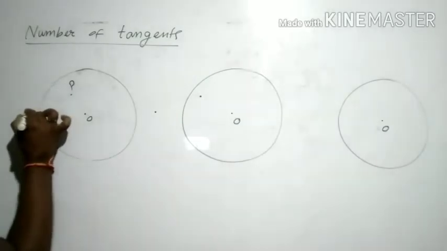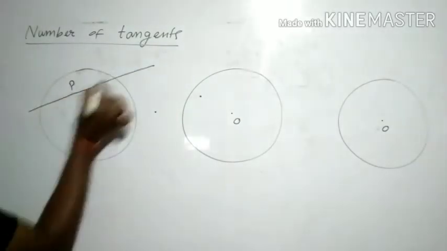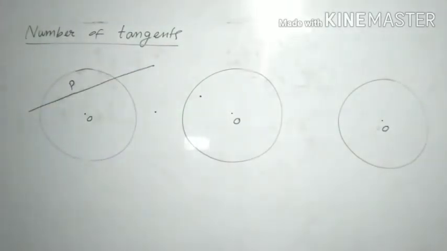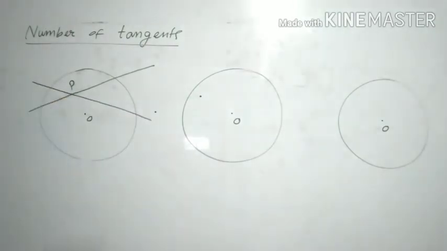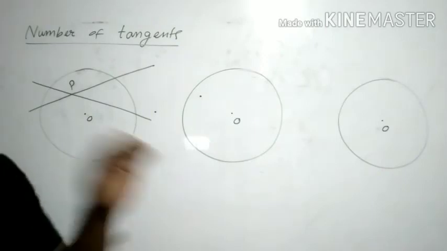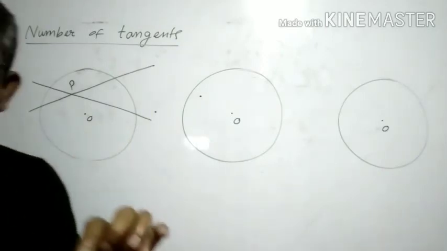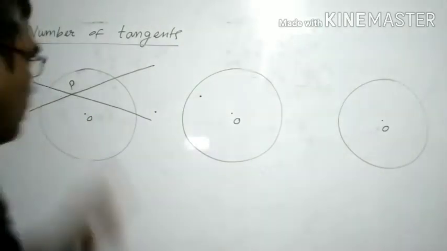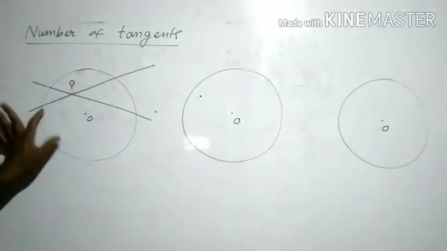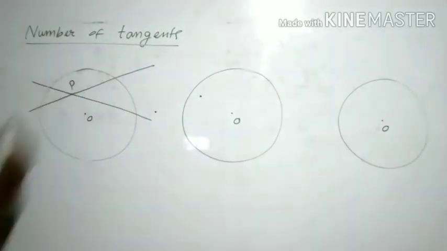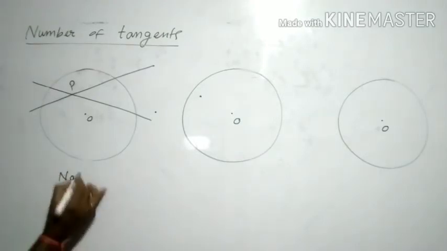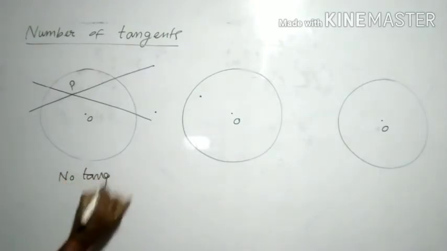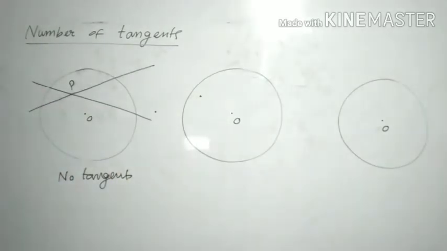If you draw a line through the point P, this line is called a secant. That means we cannot draw any tangent. A tangent means a line intersecting a circle at only one point, but here it is intersecting at two places. So through the point P, we cannot draw any tangents. No tangents can be drawn if a point is inside the circle.